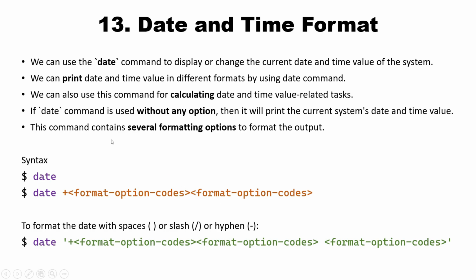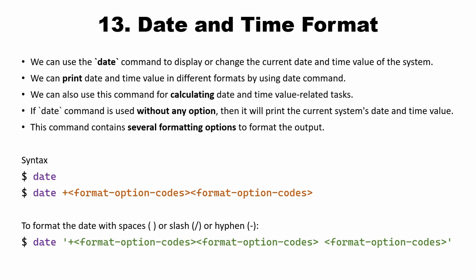And when the date command is used without any option, then it's going to print the current system's date and time value. We are going to see examples of all of these points, but I'm just giving a brief idea about the date command. This command contains several formatting options which can be used to format the output according to our requirement. The syntax is very simple. We just have to write date and then it's going to print the current system's date and time value.